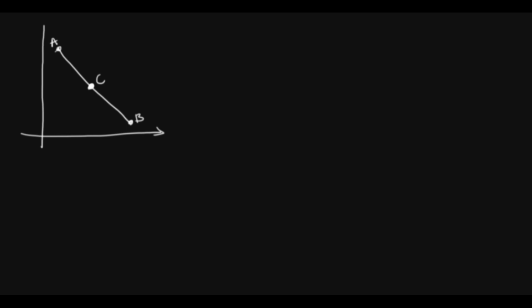The way we find the midpoint is we need to add the x coordinates. Let's say the coordinates of A are x, y, and for B are x, y also.